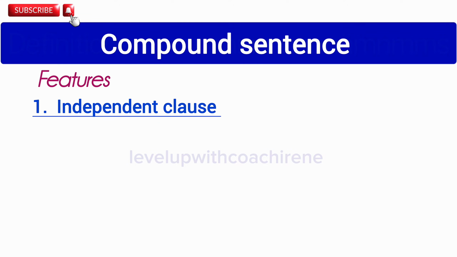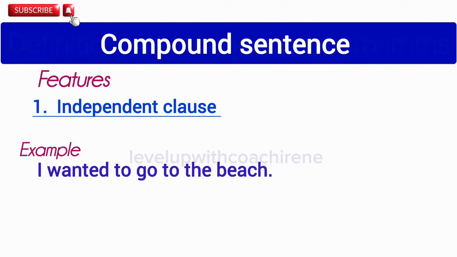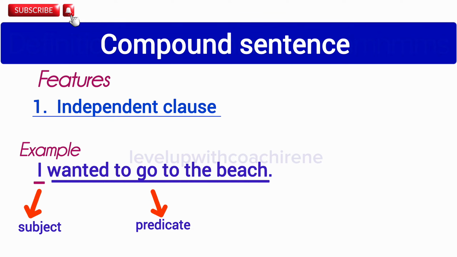The features of a compound sentence include independent clause. For example, I wanted to go to the beach. This sentence has a subject and a predicate, and it expresses a complete thought. Therefore, it is an independent clause.